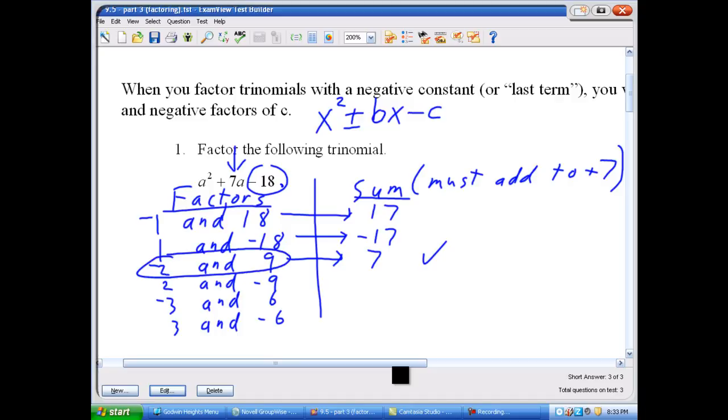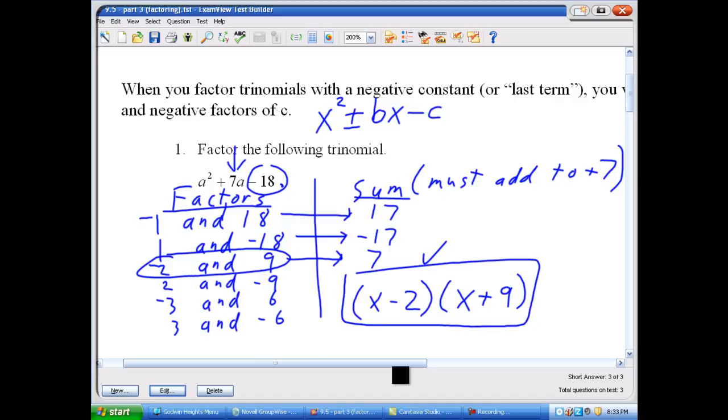What we have to do is list them in binomial factored form, which is x minus 2 times x plus 9. And we'll practice this in class, but as always, remember to distribute. That's the first example.